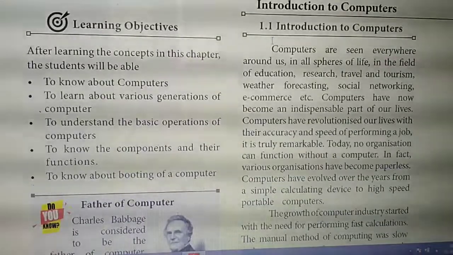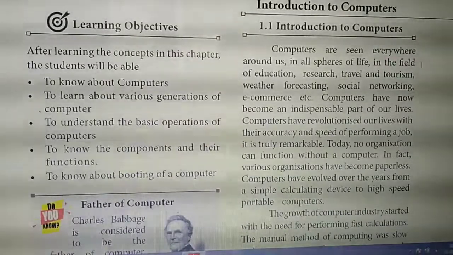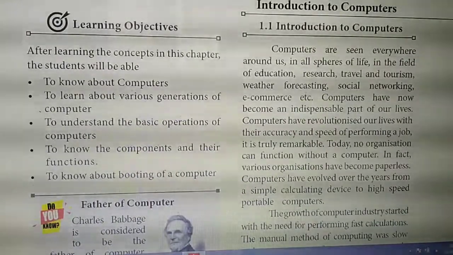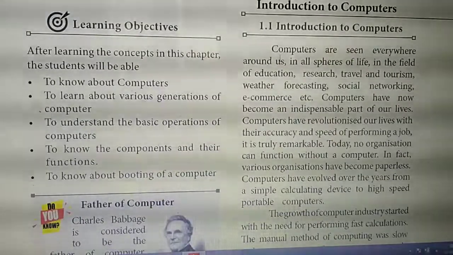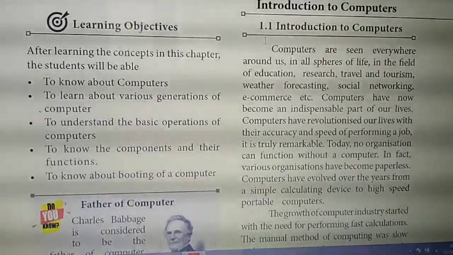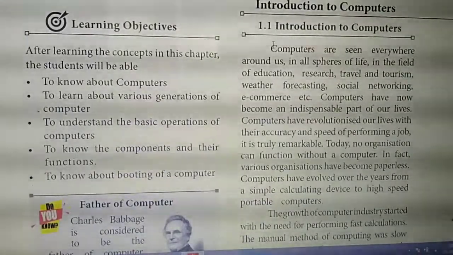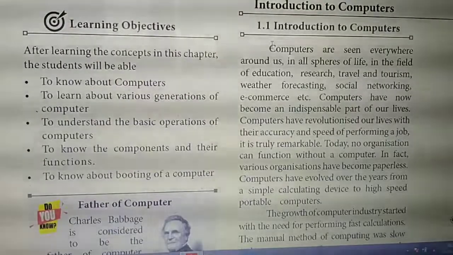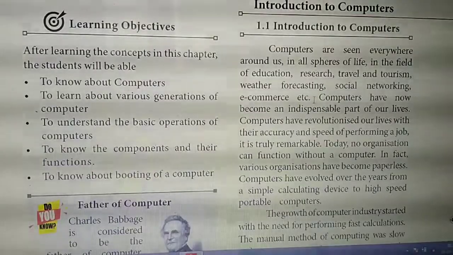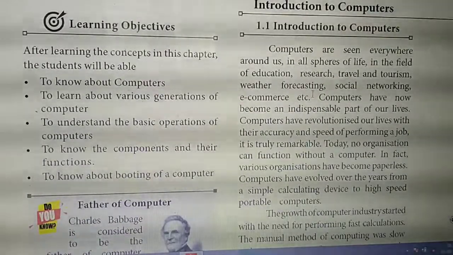Computers are seen everywhere around us. So which are the places they are using? Education, research, travel, tourism, weather forecasting, social networking, e-commerce, etc. Up to this, etc. Okay. Second 2 mark question, from here on page number 1, starting from here, computers are seen everywhere around us, up to etc.